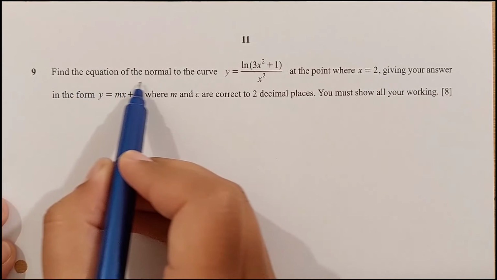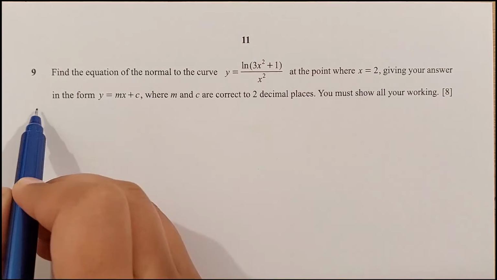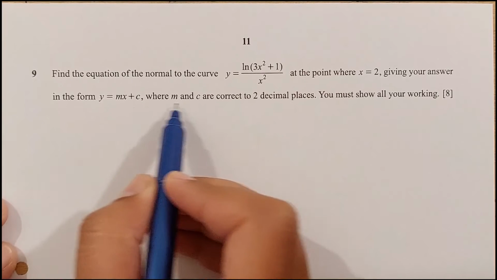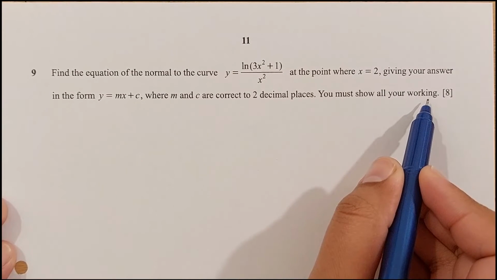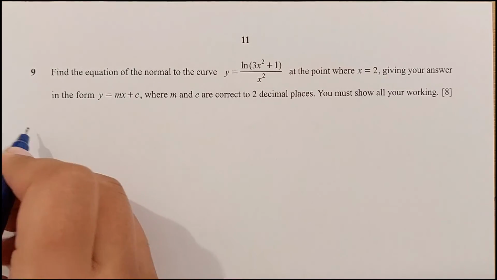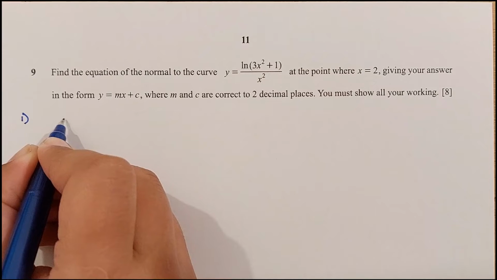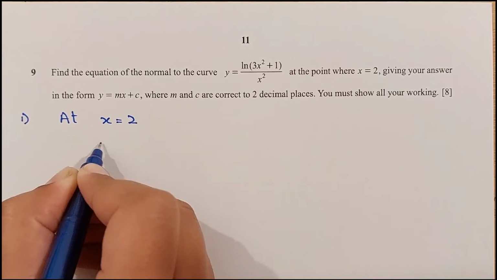Question number 9. Find the equation of normal to the curve at a point where x equals 2, giving your answer in the form y equals mx plus c, where m and c are correct to 2 decimal places. You must show all your working. Okay, so to find the equation of normal, first we have to find the coordinates. At x equals 2, what is the y?